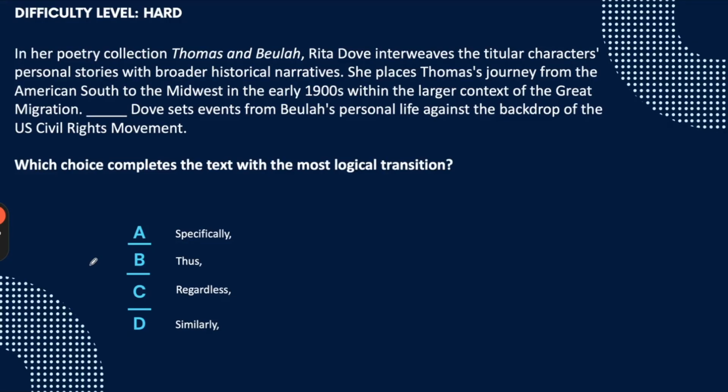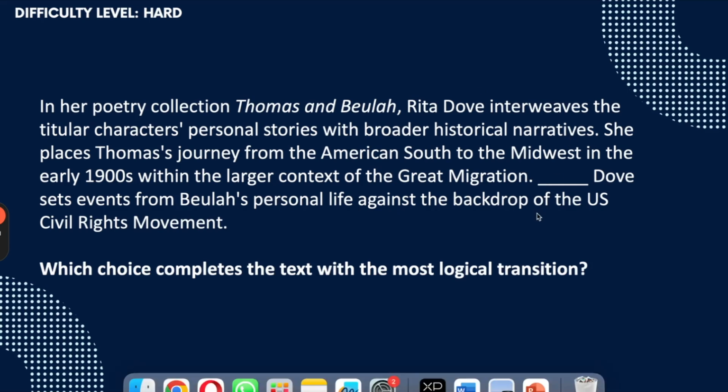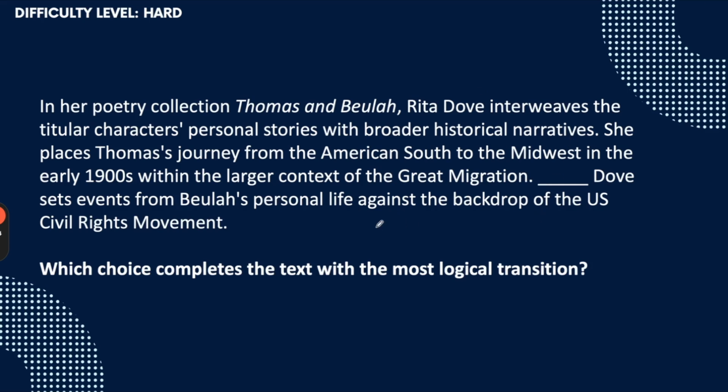Alright, so we have a hard difficulty level question now. The first step is read the question stem. Mention of logical transition tells us we are dealing with a transition question type. Now let us go ahead and read the text. In her poetry collection T&B, Rita Dove interweaves the titular characters' personal stories with broader historical narratives.